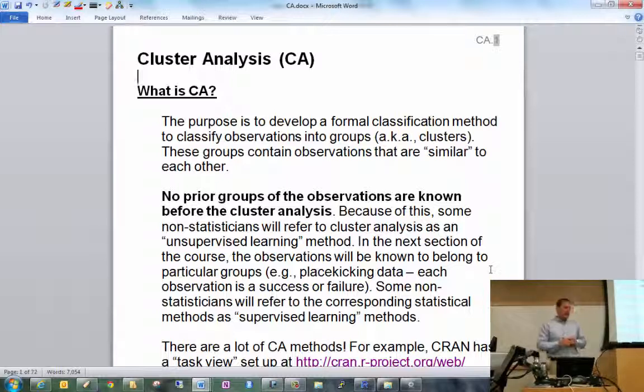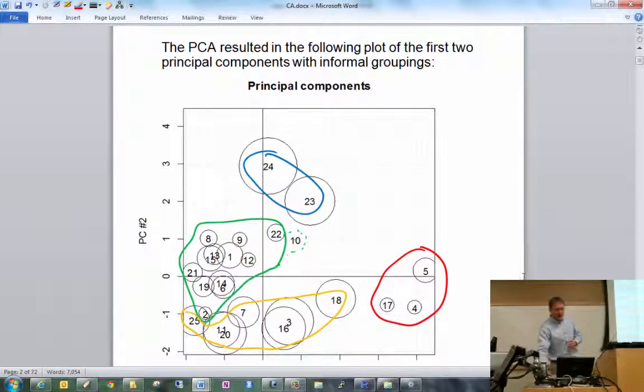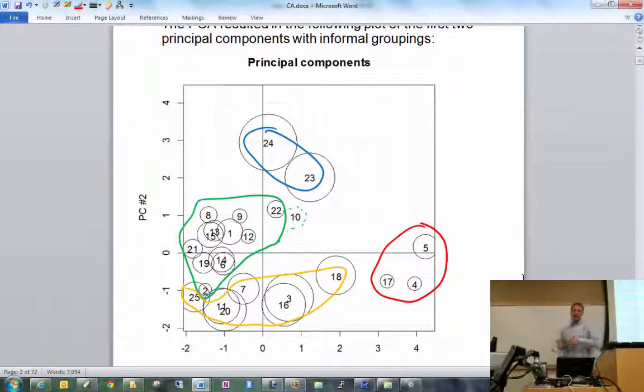Now, think of cluster analysis in a similar mindset as what we were doing with the principal component scores for the goblet data, where we were kind of informally grouping the observations together. We use principal component analysis, or factor analysis, to help reduce the dimension of the data so that we could visualize our data in a smaller number of dimensions and then come up with some kind of groupings of the observations. In other words, similar observations are grouped together.